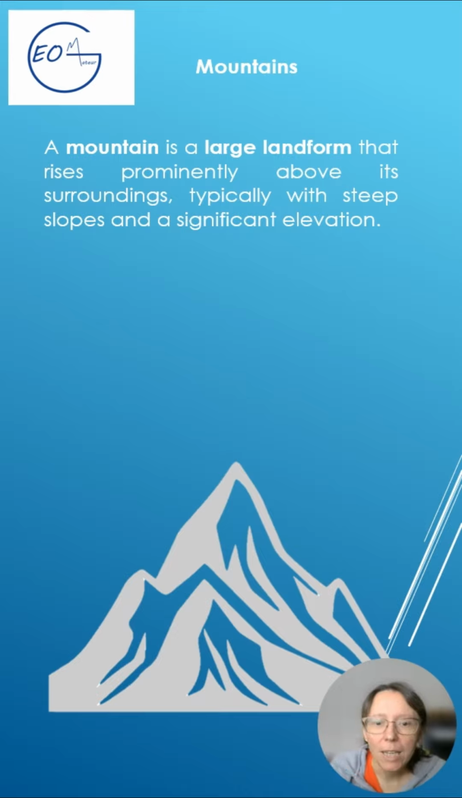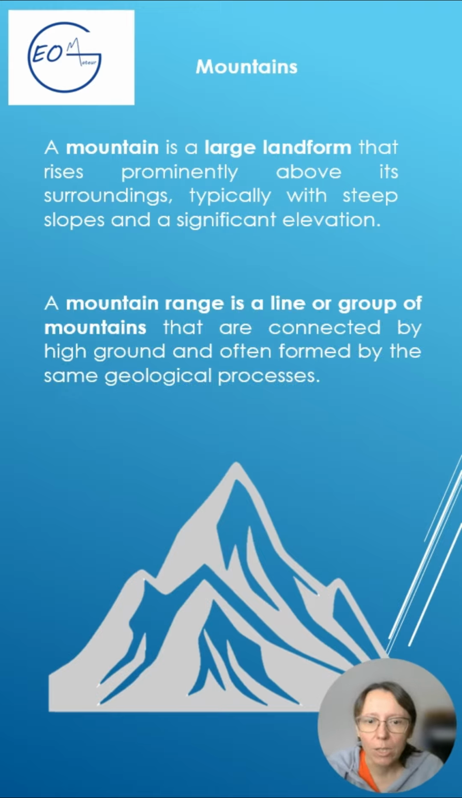If we define a mountain as a large landform that rises prominently above the surroundings, typically with steep slopes and significant elevation, and a mountain range as a line or group of mountains that are connected by high ground and often formed by the same geological process, we can notice that there are also different ways to form mountains.